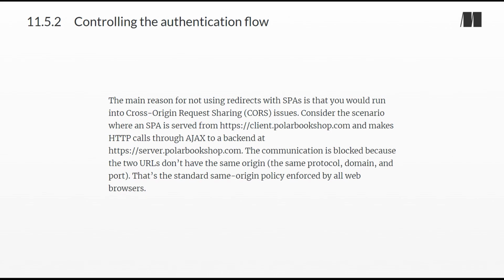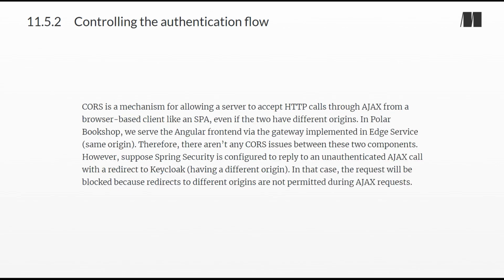Consider the scenario where an SPA is served from client.polarbookshop.com and makes HTTP calls through AJAX to a backend at server.polarbookshop.com. The communication is blocked because the two URLs don't have the same origin: the same protocol, domain, and port. That's the standard same-origin policy enforced by all web browsers. CORS is a mechanism for allowing a server to accept HTTP calls through AJAX from a browser-based client like an SPA, even if the two have different origins.